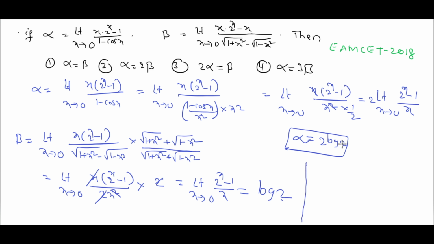So this value is substituted in this value, so alpha is equal to 2 log 2. So alpha is equal to 2 into log 2, which is beta. This is the relation between alpha and beta, that is alpha is equal to 2 beta.